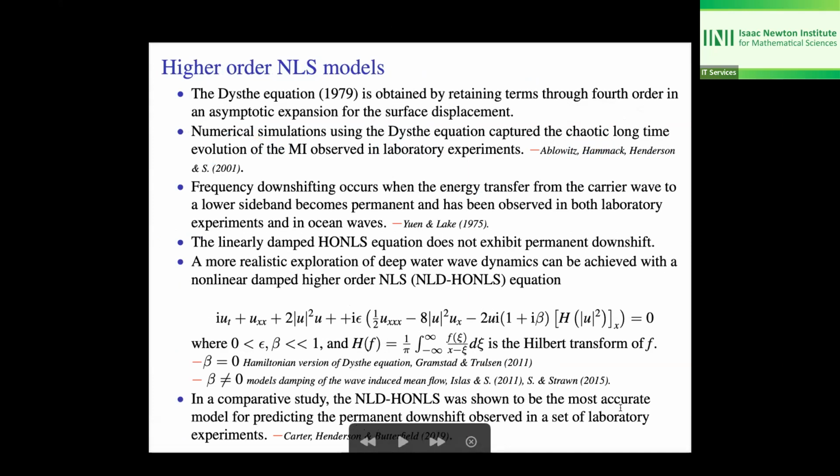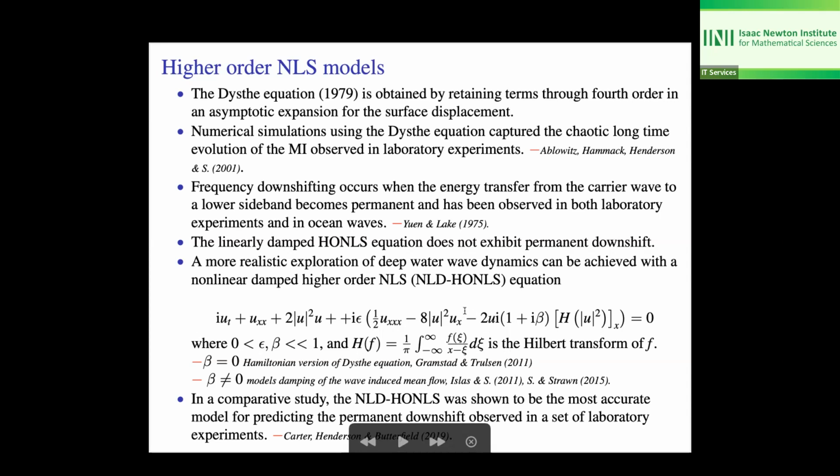So the nonlinear Schrödinger equation is just the leading order approximation in describing deep water wave dynamics. And we saw yesterday in the talk of Katherine Zulima, she discussed the Dysthe equation, that it's obtained by retaining these terms through fourth order in an asymptotic expansion for the surface displacement. And so if you look at the equation towards the bottom of the slide, you see that when beta is equal to 0 in this equation, you essentially have the Hamiltonian version of the Dysthe equation.